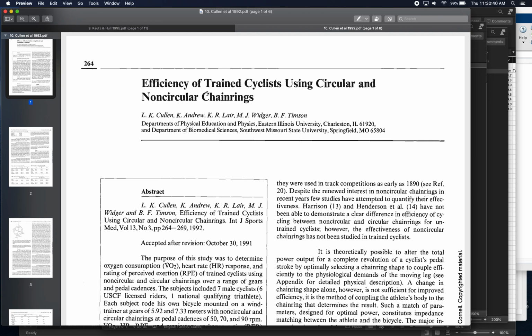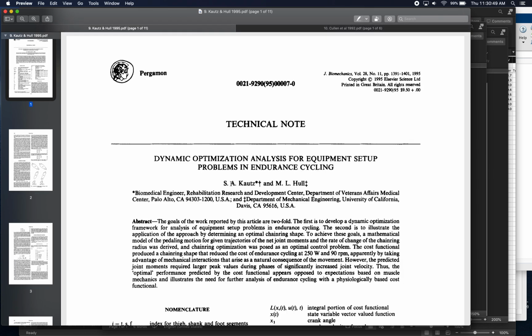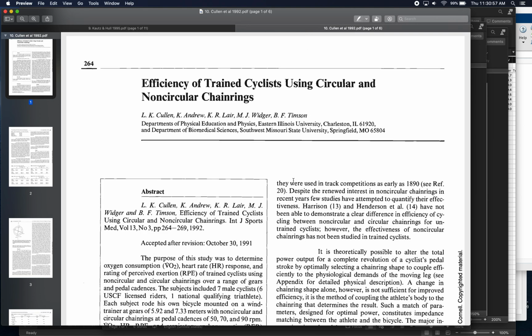In contrast to the two studies on pedaling rate, which generally had similar results, these two studies get different results. The first one finds a benefit in their outcomes for using a non-traditional chainring shape, and the second one didn't find that benefit, even though it examined a similar difference in chainring shapes.